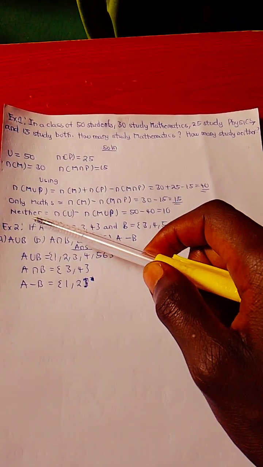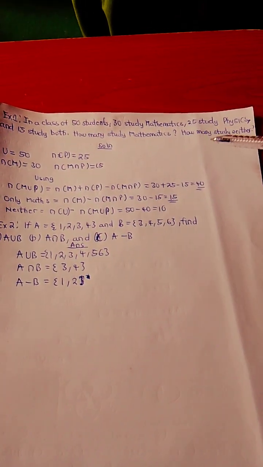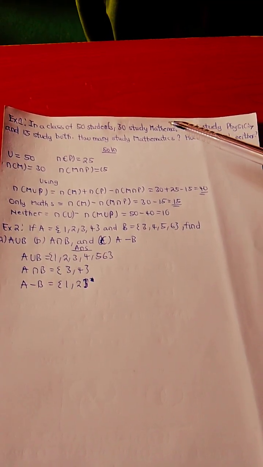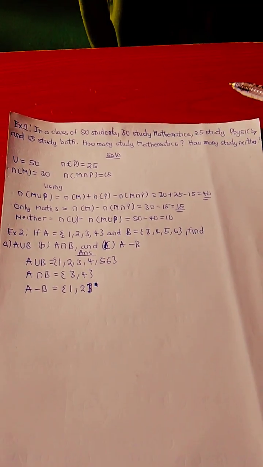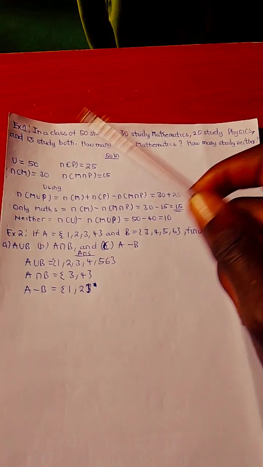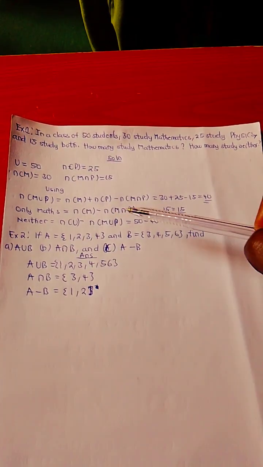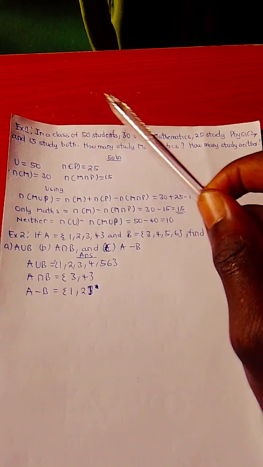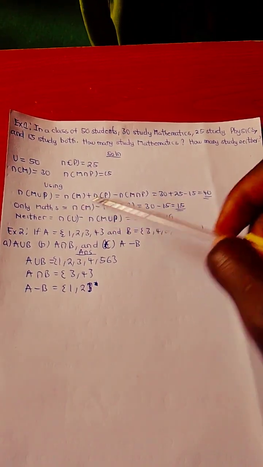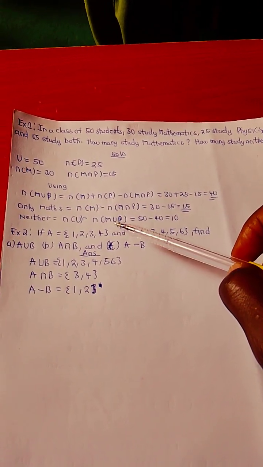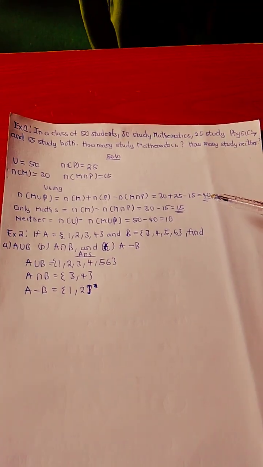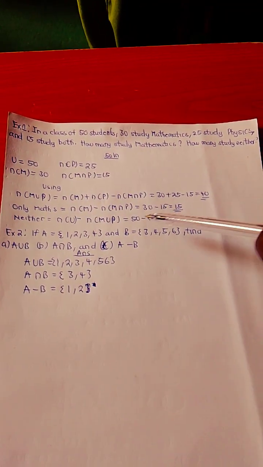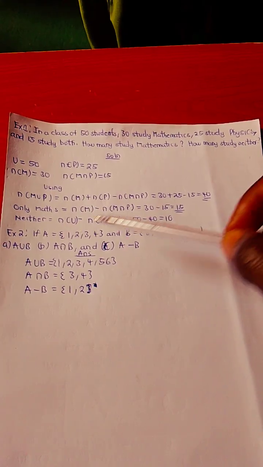Now we have neither. We are looking for how many people study neither of the courses. That is, they are not studying mathematics, and they are also not studying physics. So we use the universal set as a whole. Since we have already known the people that are studying both maths and physics, we remove it from the universal set. The number of people studying mathematics and physics is 40, which is already here. The universal set is said to be 50. So 50 minus 40 is equal to 10.